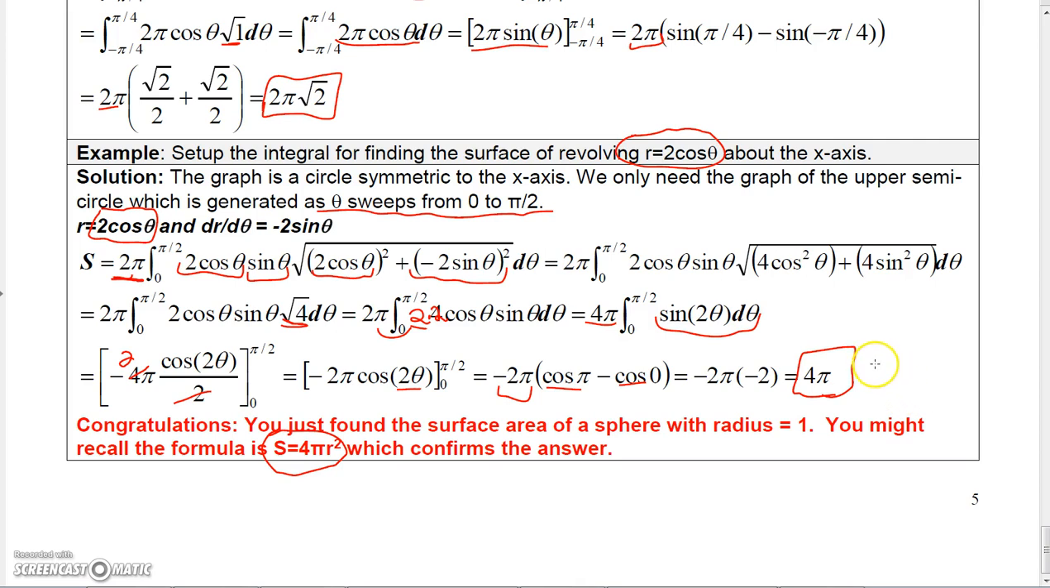And so they were able to generate the formula by using integration and polar coordinates. So that completes this section.